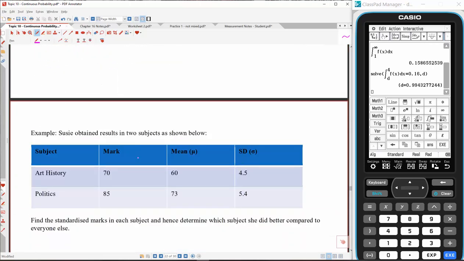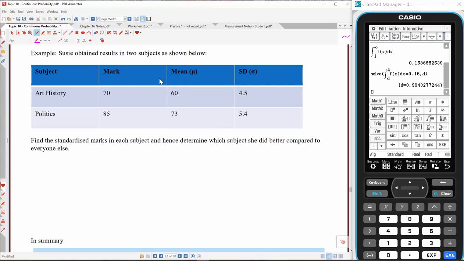So I'm going to explain what that means. So here's Susie. And what she did is that she obtained results in two subjects shown below. In art history, she got 70. In politics, she got 85. What's the better result for Susie? Well, you'd sort of go, obviously, it's the 85, the higher number, okay? But it doesn't quite work like that, okay? And that's because what we've got to do is consider what the mean of the subject was and what the standard deviation of the subject was, okay?